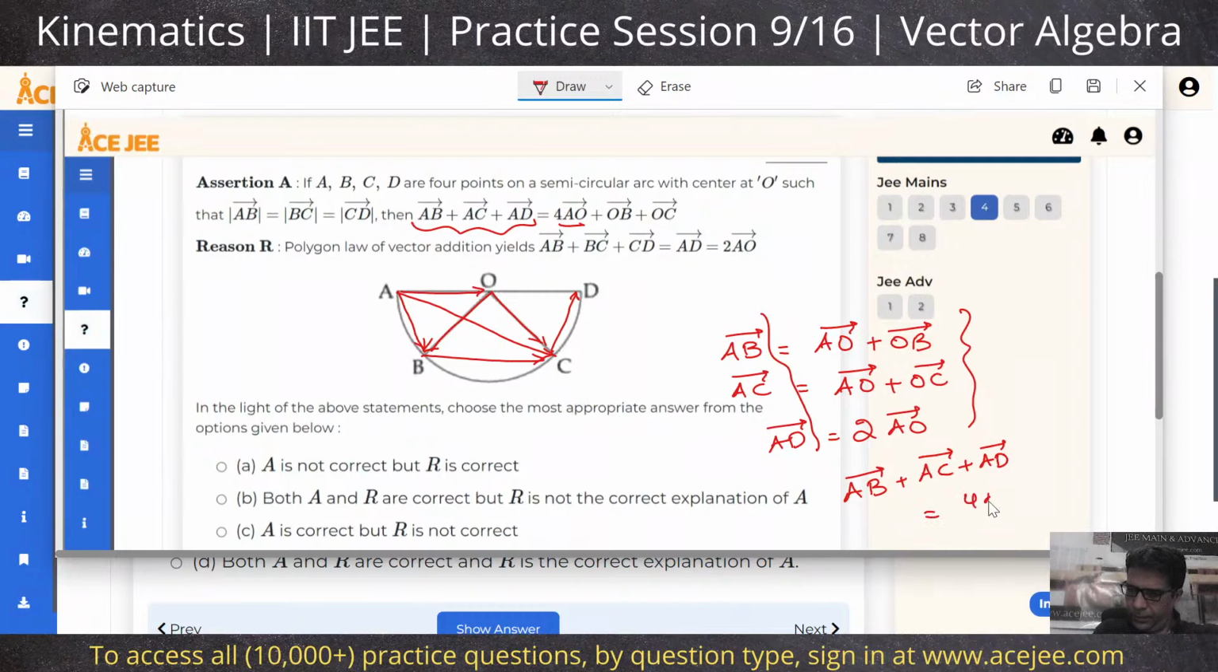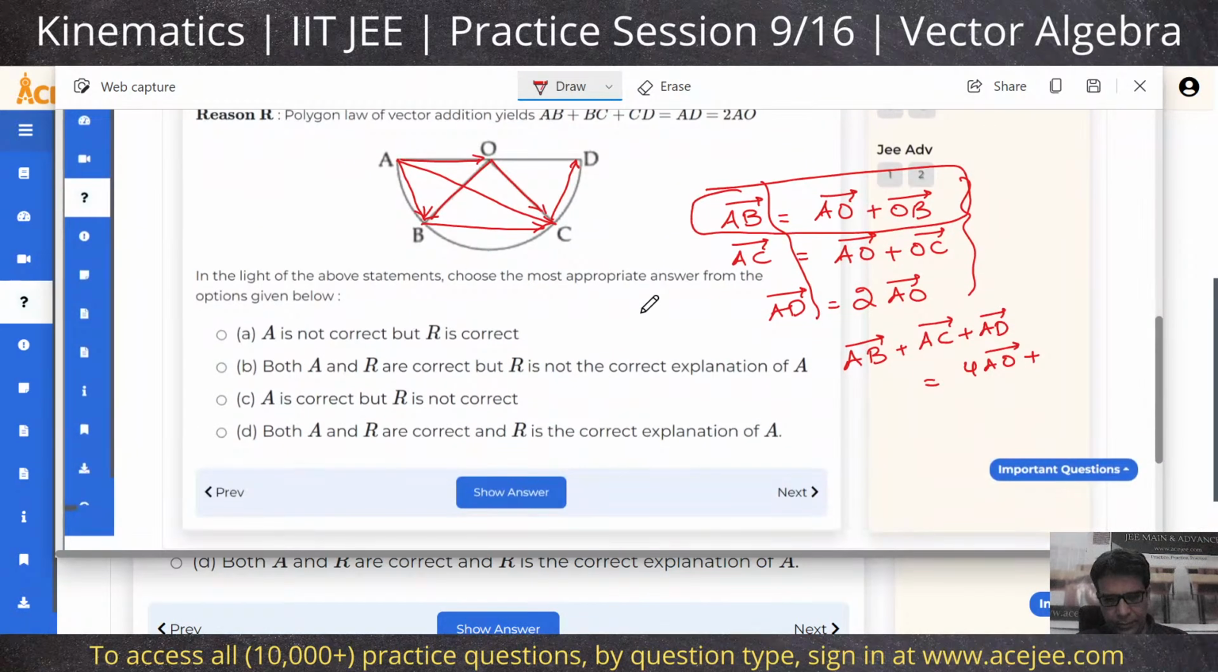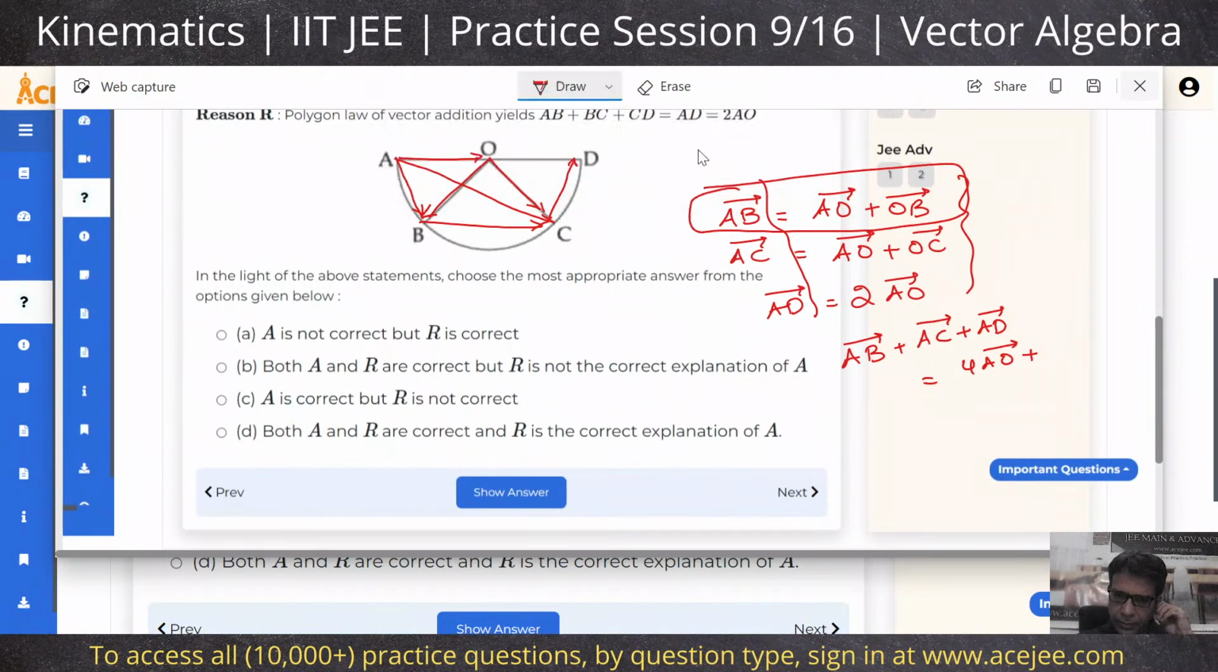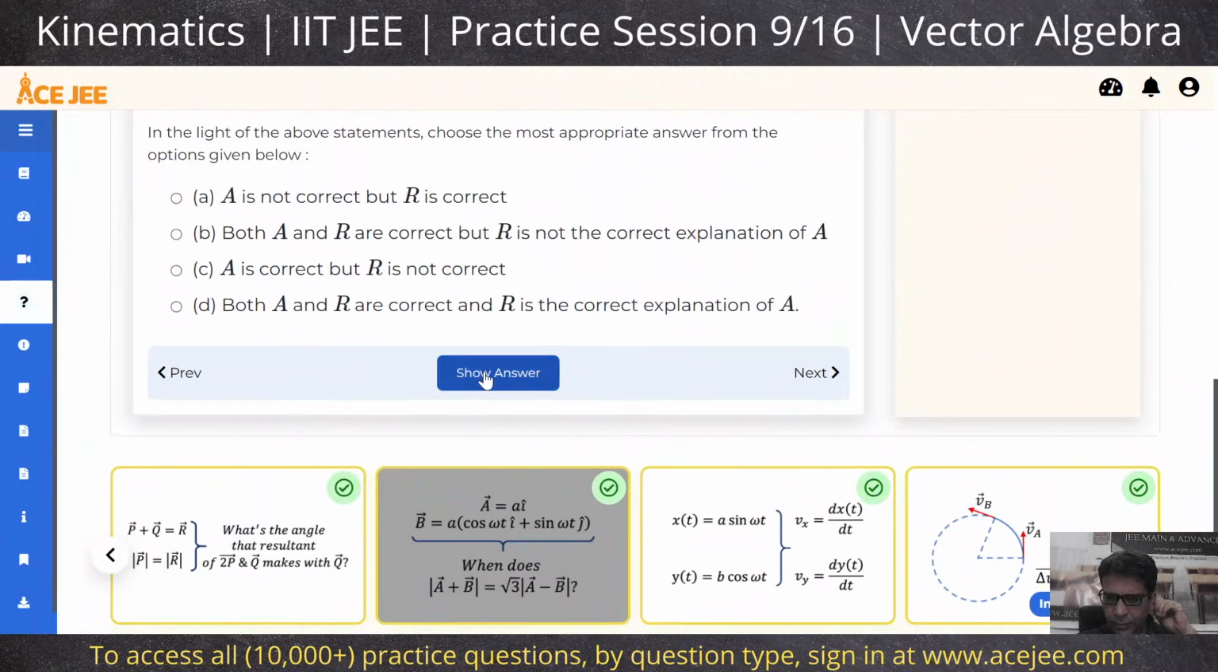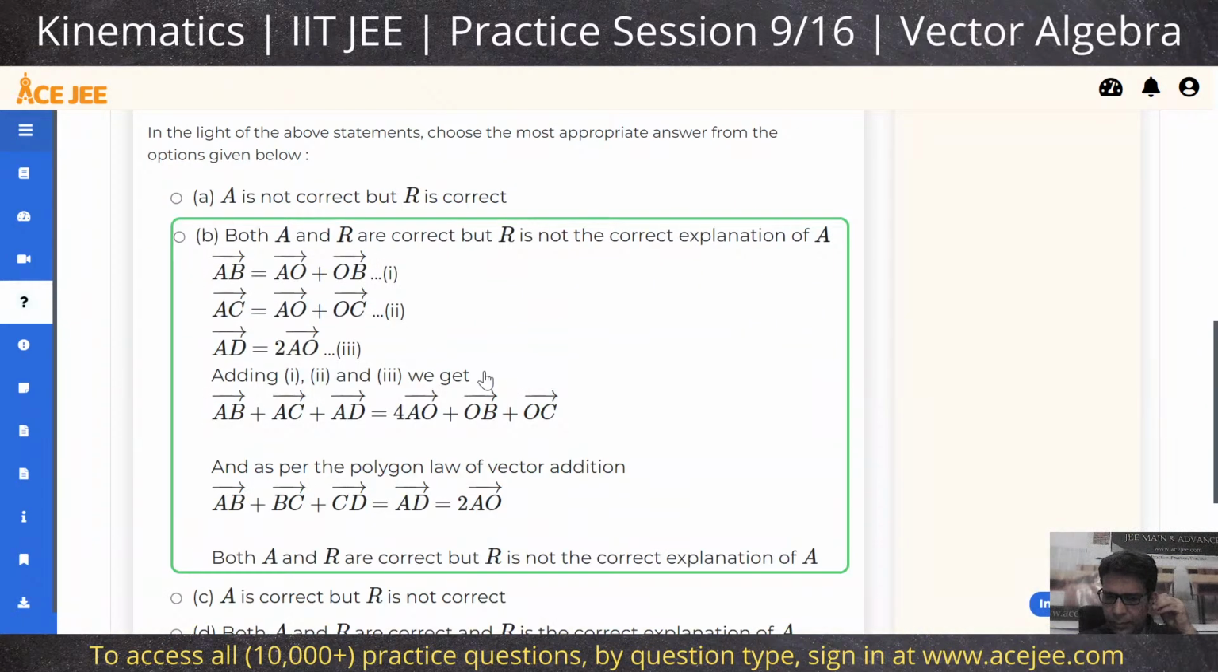Sir, then will this be the correct explanation as well? It's the polygon law. Yes, of course, we are using the polygon law. No, this is the triangle law. The polygon law is the more generic way of saying it. So yes, it is a correct explanation for A as well. The R is not the correct explanation for A.